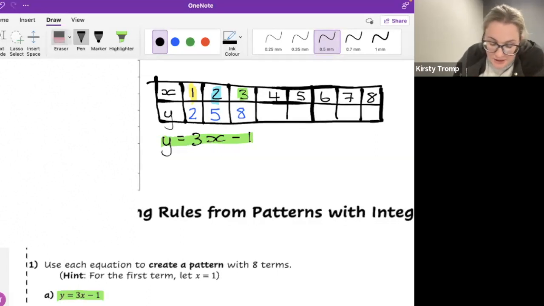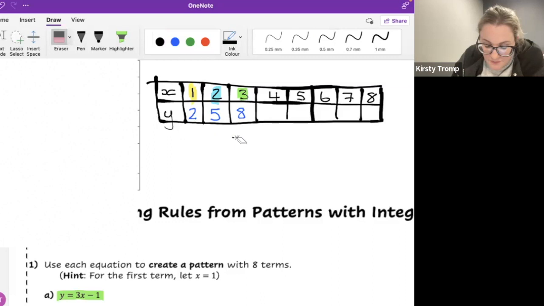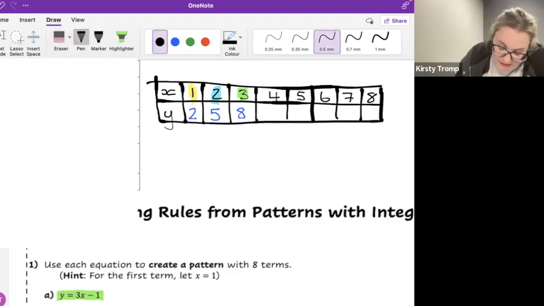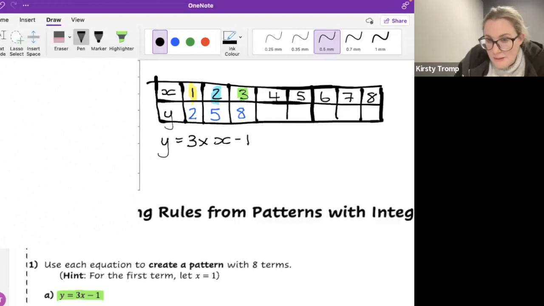What's missing here? What are we too lazy to write? We're subtracting. No, okay, so we're too lazy to say 3 times x minus 1. Yes, ma'am. That's what we're too lazy to write, because mathematicians are a little bit lazy, okay?